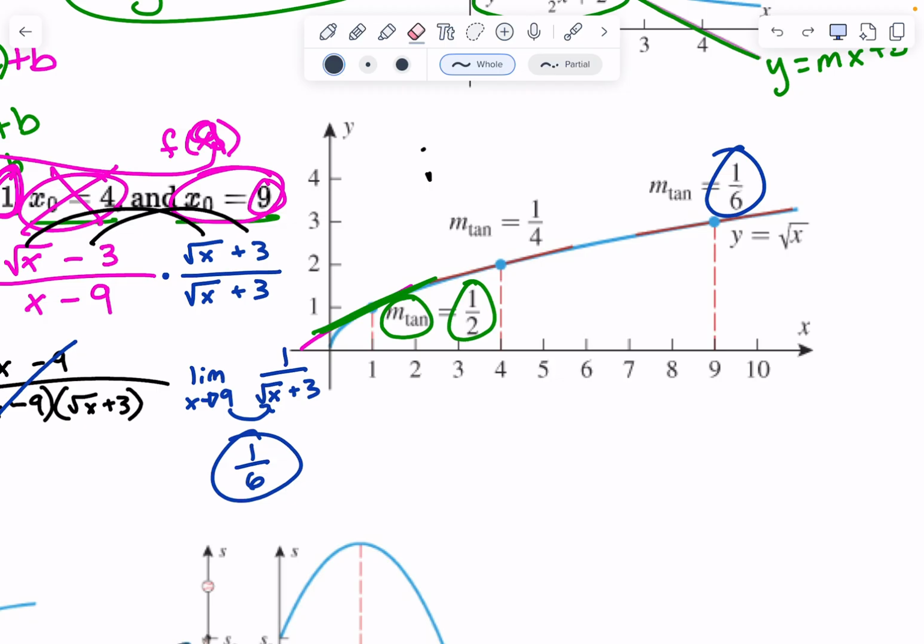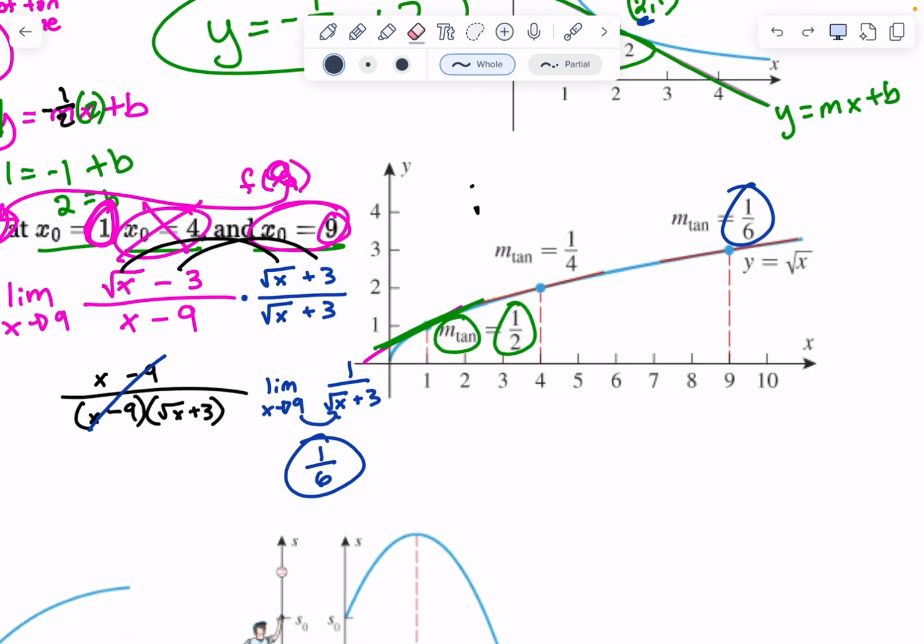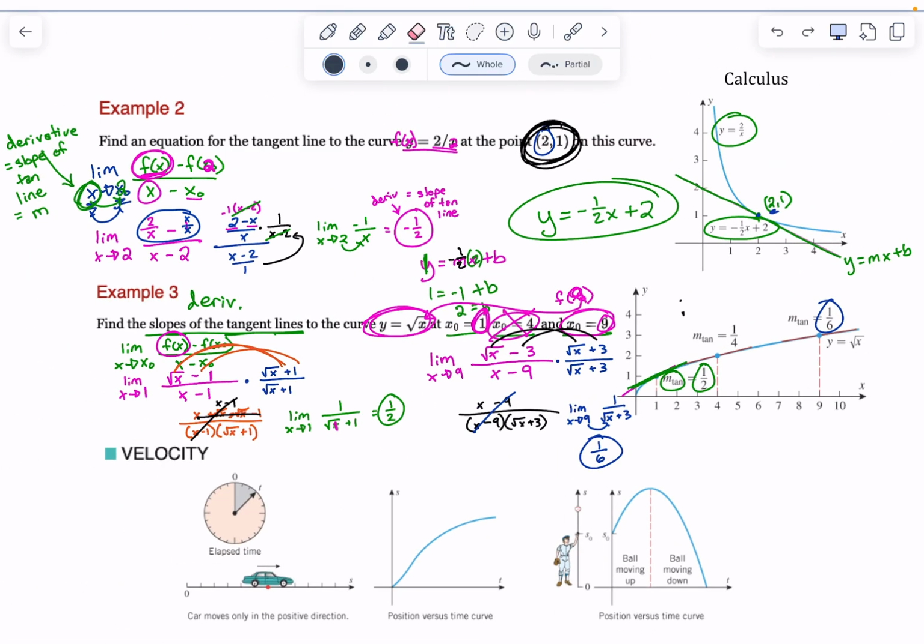Is there always going to be a pattern like that? For those, yeah. Good?